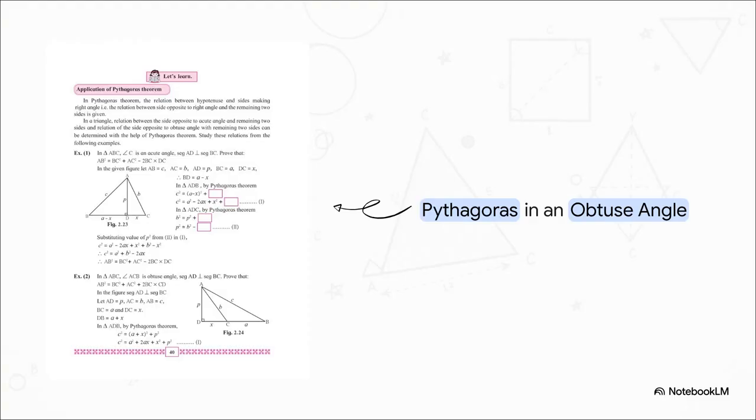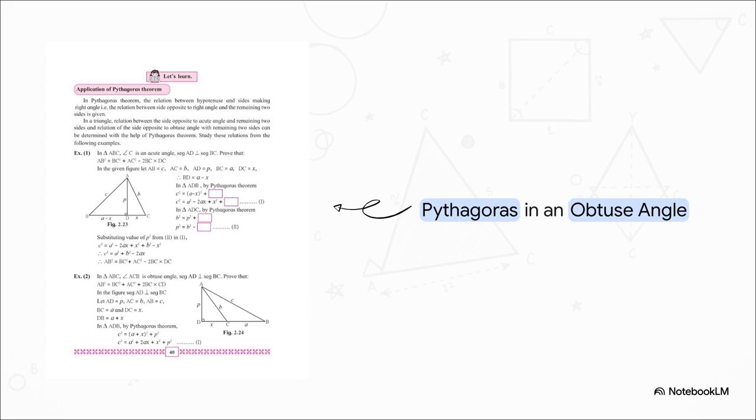Now, let us see how this builds when the angle changes. Direct your attention to the next figure. Notice how angle ACB has now opened up wide. It is an obtuse angle, so it is greater than 90 degrees. Because of this wide angle, when we drop our altitude AD, it actually falls entirely outside the main triangle. We have to extend the baseline from C to D just to meet it. But the logic we apply remains exactly the same.